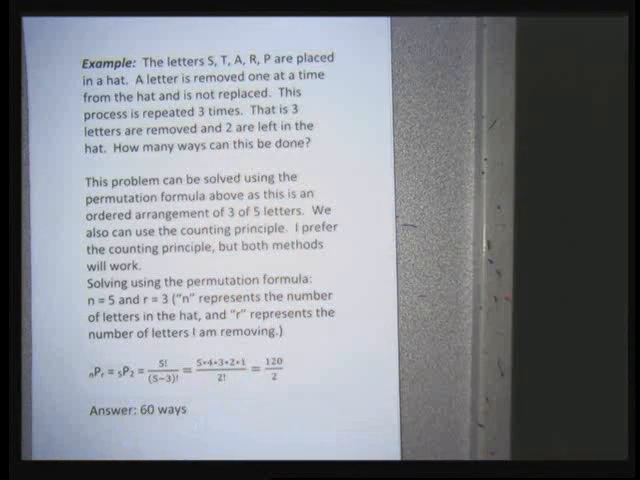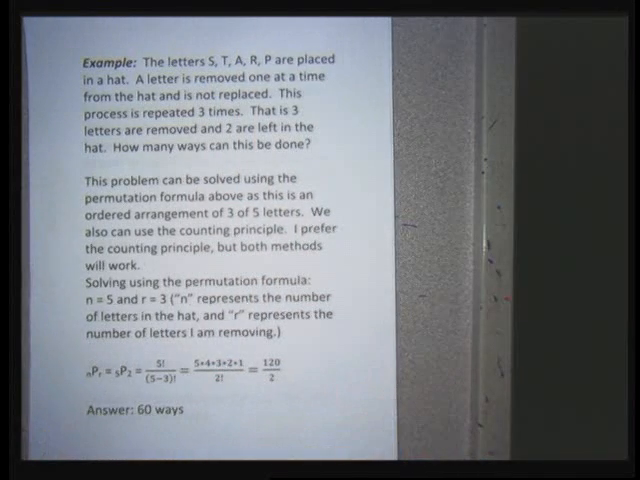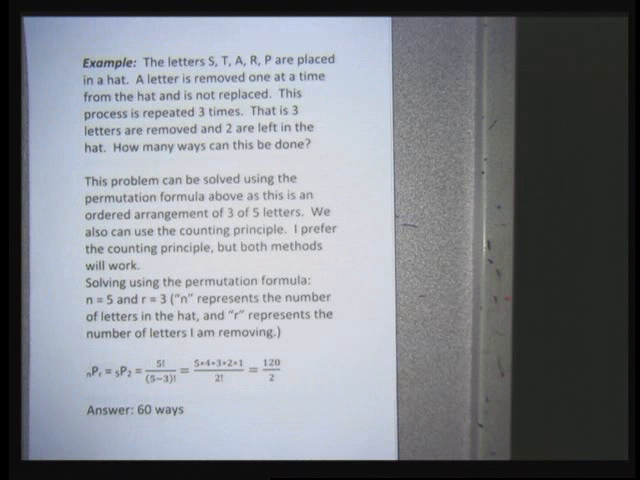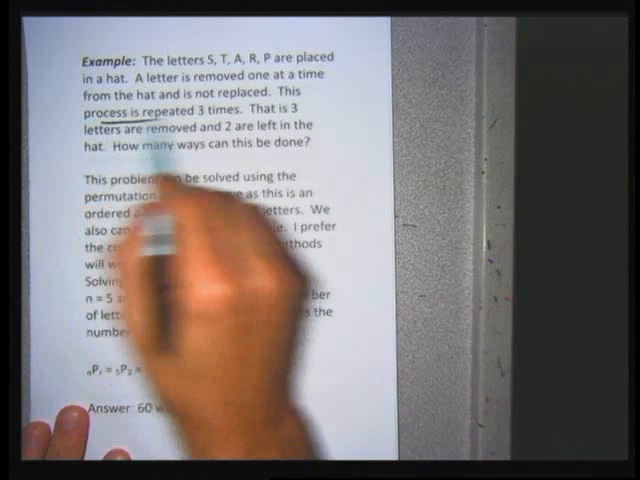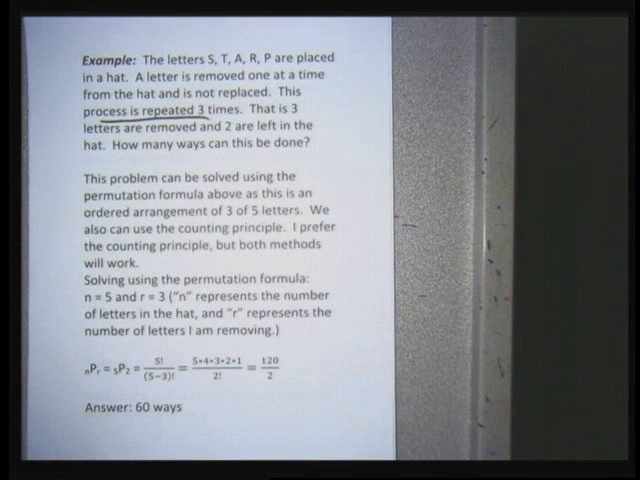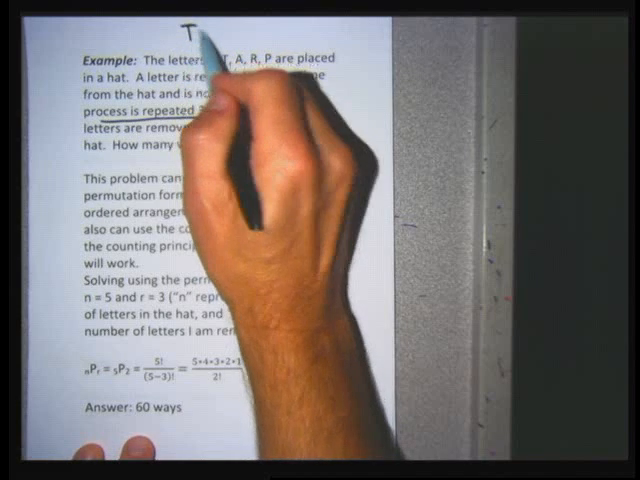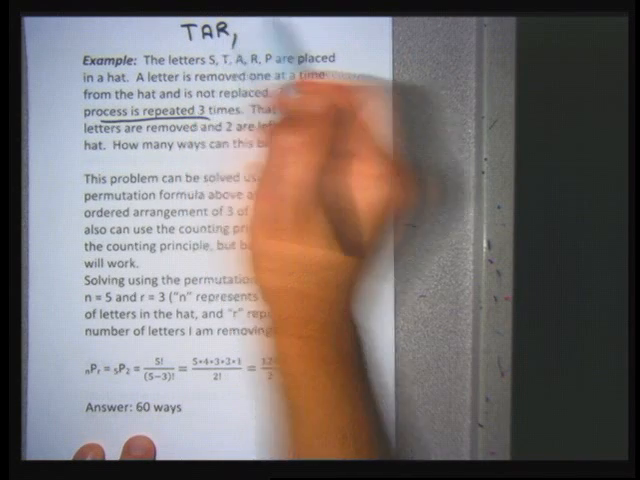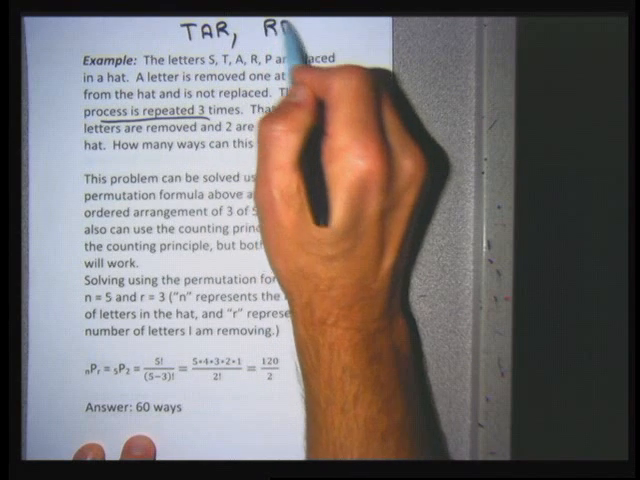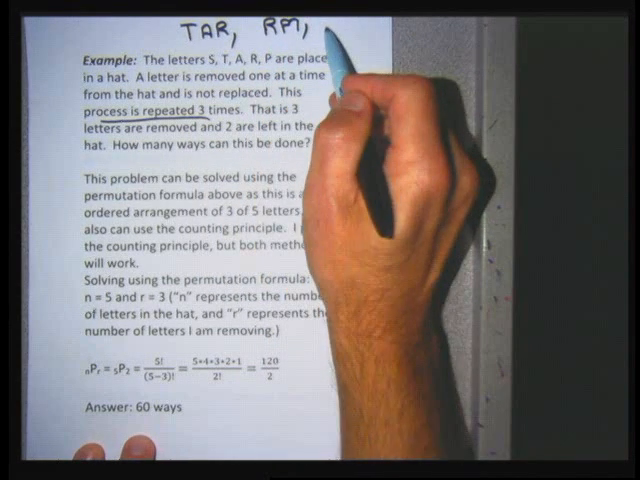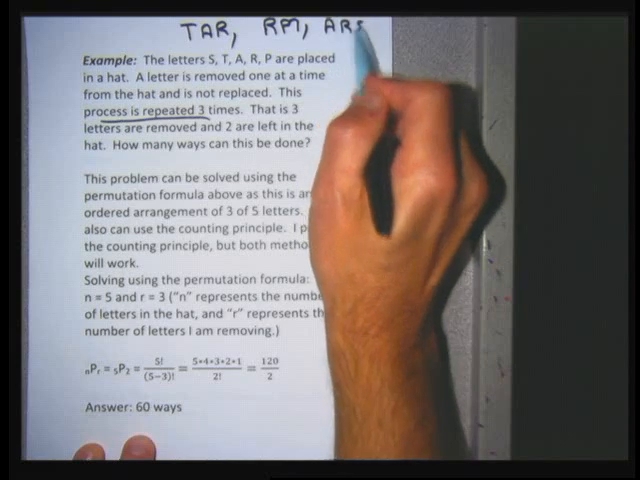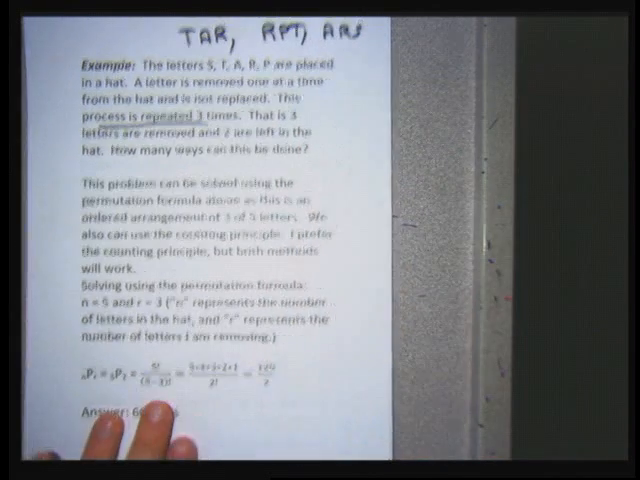So next example, same example with the letters S, T, A, R, and P, but this time from my hat, I'm not going to remove all the letters. I'm only going to remove 3 of the letters, and 2 of the letters are going to be left in the hat. Question is, how many different sets of 3 letters could I get? So, one of the things I might get is T-A-R. Another thing I might get is R-P-T. I might get A-R-S.